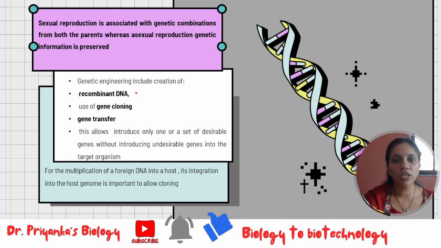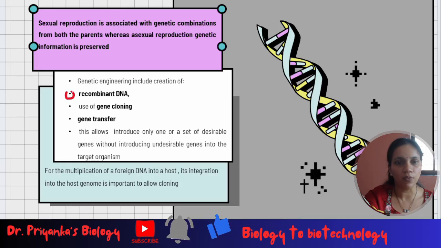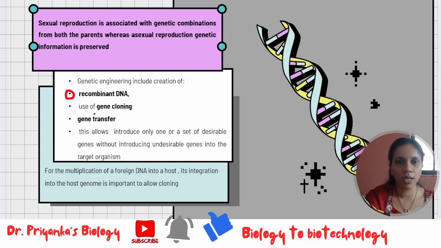Alright. So this genetic engineering includes creation of recombinant DNA. We will see what is recombinant in a minute. Then after that, use of gene cloning. And third part is gene transfer. So first thing is going to be recombinant DNA.